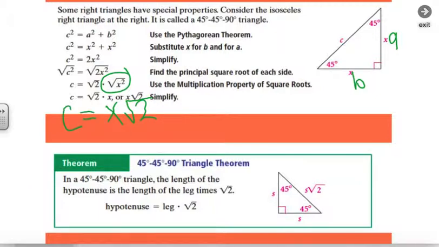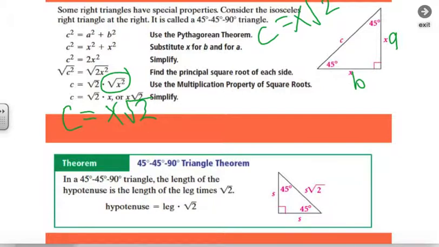So that's our trick when we're doing a 45, 45, 90. We know that since the two sides are the same, our hypotenuse c will always equal x times the square root of 2. Does that make sense? Good? Okay, and so if you just look at the bottom, the theorem says for a 45, 45, 90 triangle, the length of the hypotenuse is the length of the leg times the square root of 2. Pretty much what we just went over.